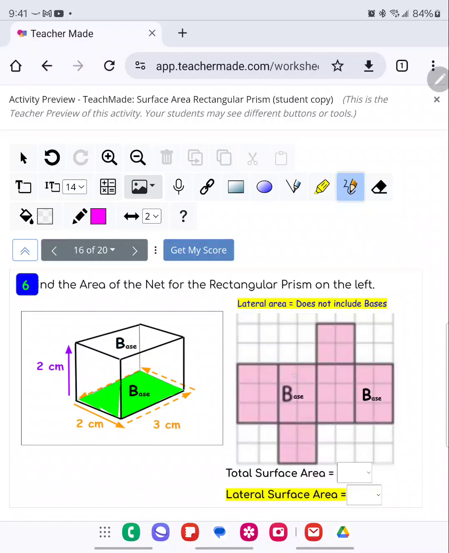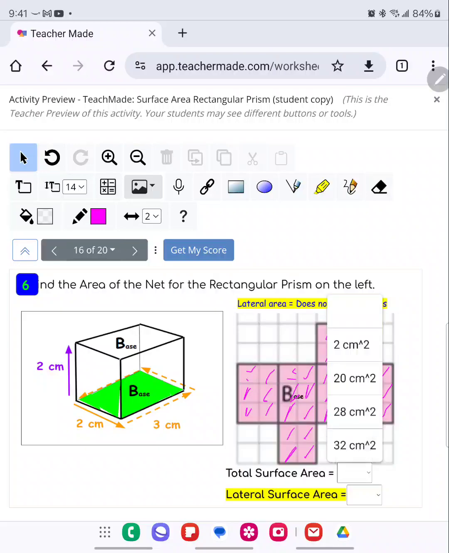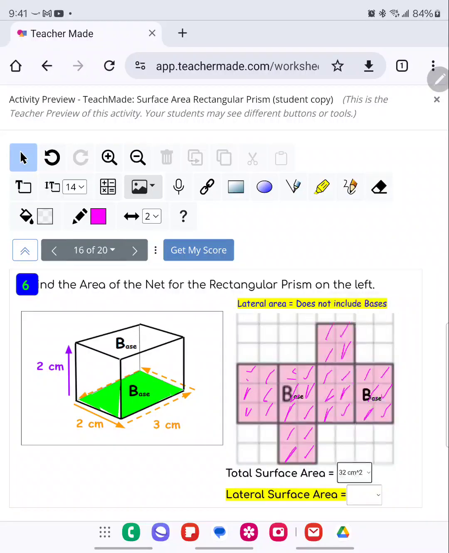So I'm going to start with the bases. 1, 2, 3, 4, 5, 6, 7, 8, 9, 10, 11, 12. 13, 14, 15, 16, 17, 18, 19, 20. 21, 22, 23, 24, 25, 26, 27, 28, 29, 30, 31, 32. That is your total, so we're going to put 32 right there.